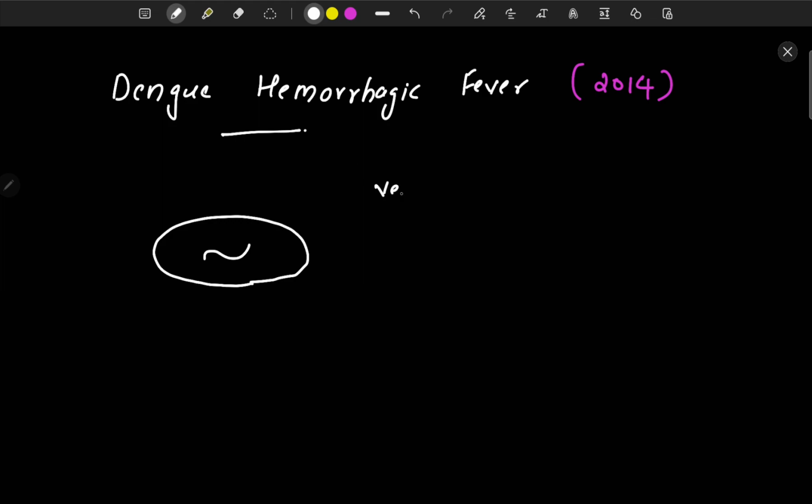So the vectors are Aedes aegypti and Aedes albopictus. Aedes aegypti and Aedes albopictus are the vectors. So in the pathogenesis, there is actually a primary dengue infection as well as a secondary dengue infection. So about dengue hemorrhagic fever.